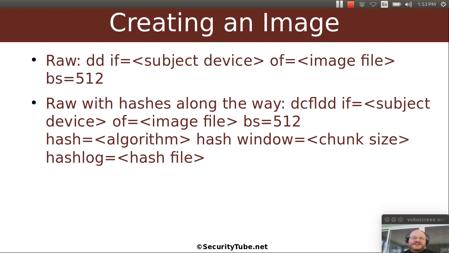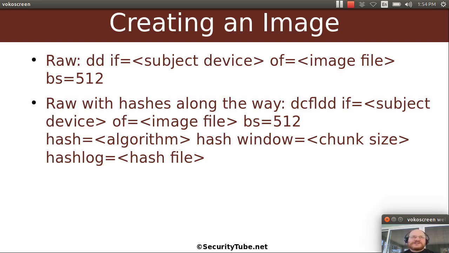Some years back, a few folks got together and they wrote an enhanced version of DD just for forensic stuff. That product is called DCFLDD, which should already be installed on your system if you ran the script that I presented in an earlier video. And it adds hashing to the standard DD. So you can tell it hash equals, and then you can pick an algorithm.